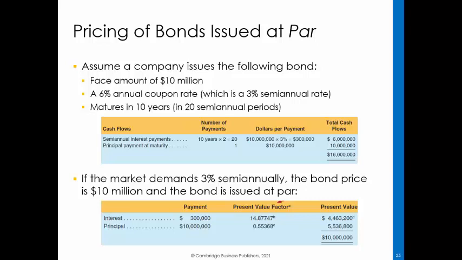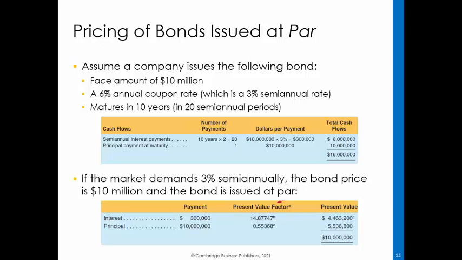Investors purchasing these bonds receive the cash flows shown on the slide, $300,000 of semi-annual interest payments and $10 million principal at maturity. If the market rate is also 6% or 3% semi-annually, the bonds will be issued at face or par, which is $10 million.